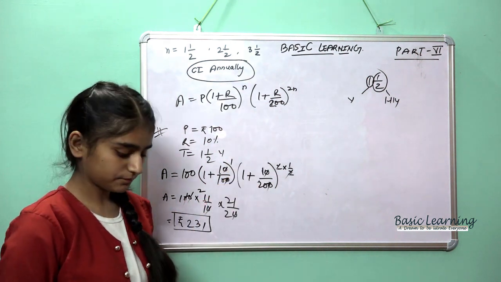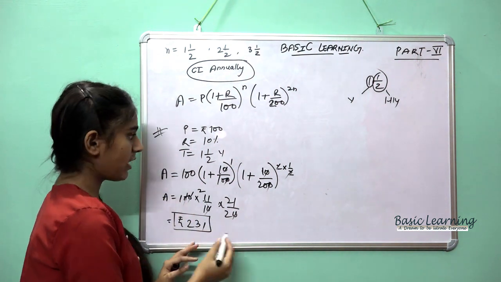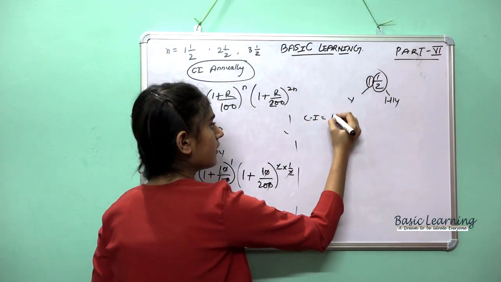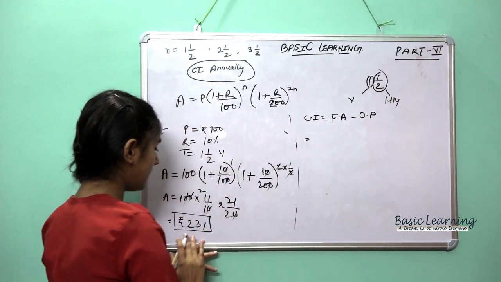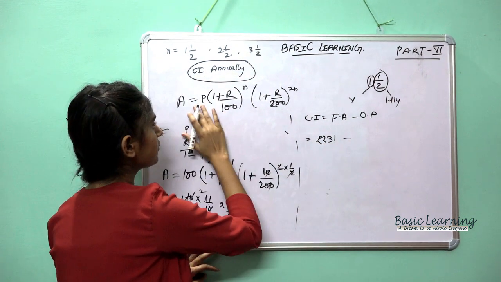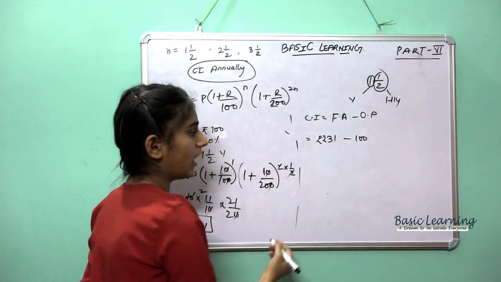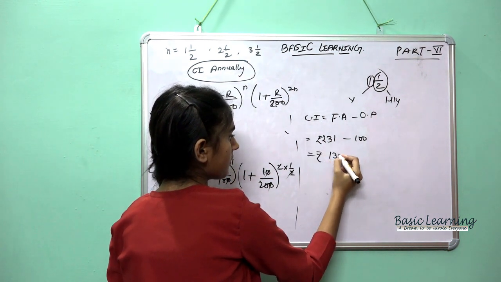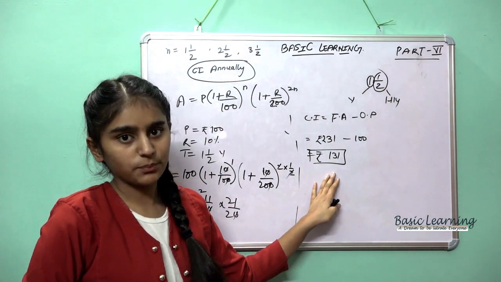Hope you got it. And if you want to calculate the compound interest also, the compound interest formula you all know, that is final amount minus original principal. Our final amount is rupees 231 minus rupees 100. Principal is 100. Now the answer is, the compound interest is 131 rupees.